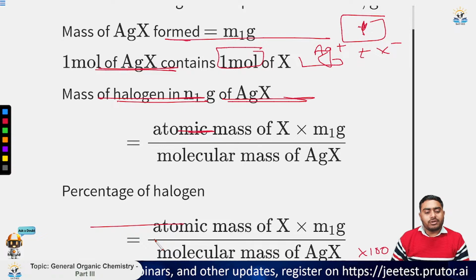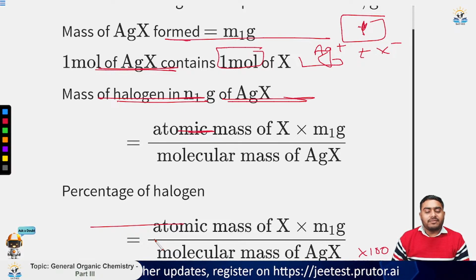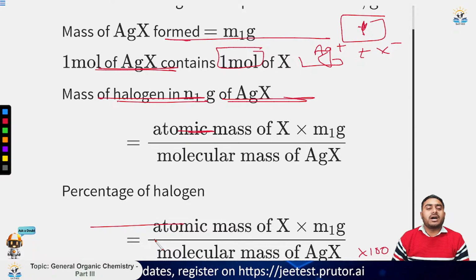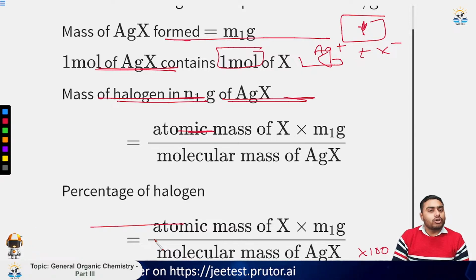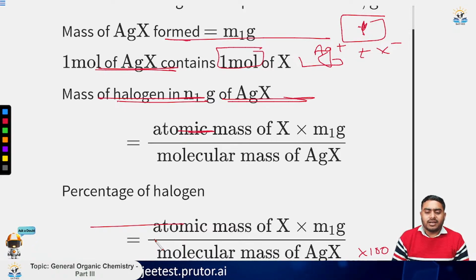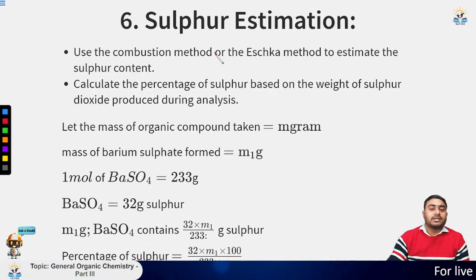Percentage of halogen, how can you calculate? Atomic mass of X, which is the halogen, multiplied by m1 gram, which is the mass of AgX, silver halide formed, divided by molecular mass of silver halide. From here you get the number of moles, given mass by molar mass, and multiply with 100 percentage. Okay, let's move to the next part, sulfur estimation.